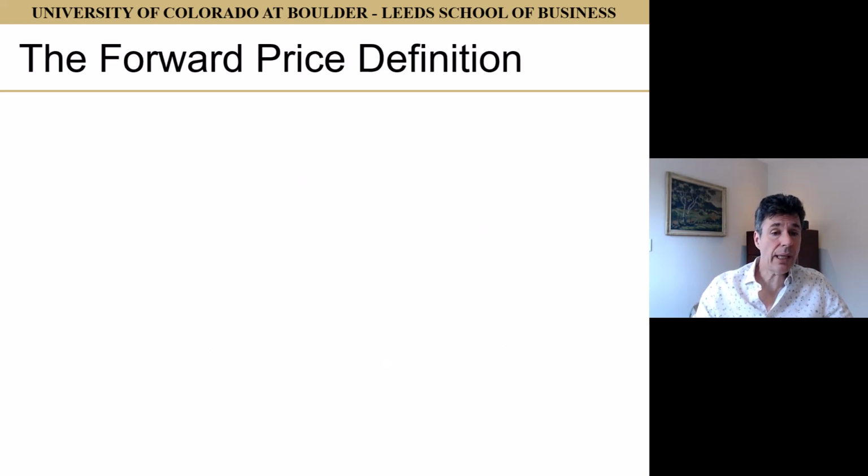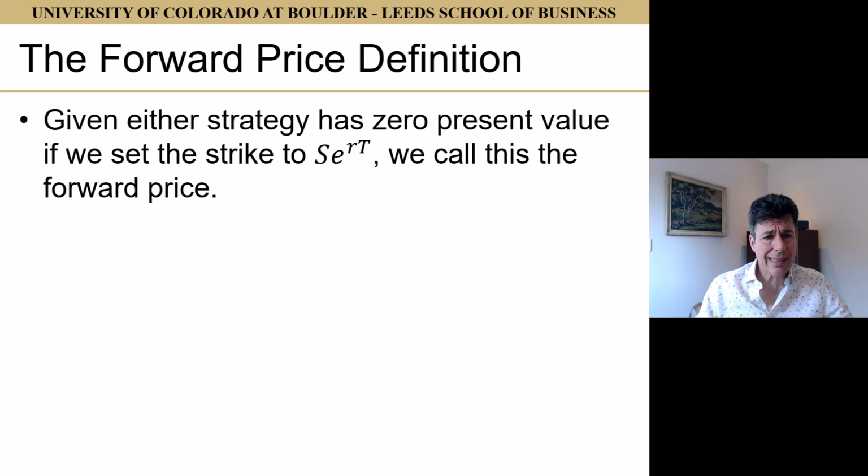Knowing these two things, given that either strategy has 0 present value, if we set the strike to Se^(rT), we call this the forward price. So the forward price is equal to Se^(rT). And we know that if we set K bid to be less than the forward price, and K ask to be bigger than the forward price, then we're always going to make that spread if we follow this strategy.